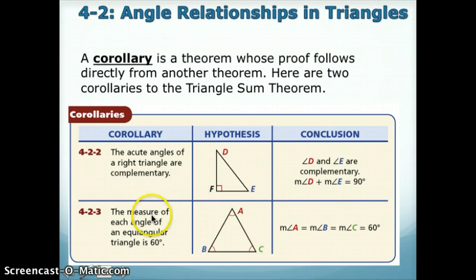The next one says that the measure of each angle of an equiangular triangle is 60. So remember that equiangular means that the three angles in a triangle are congruent. Well, if the measures of the angles in a triangle add up to 180 and these are all the same, 180 divided by 3 gives us 60. So that's why we can say that.